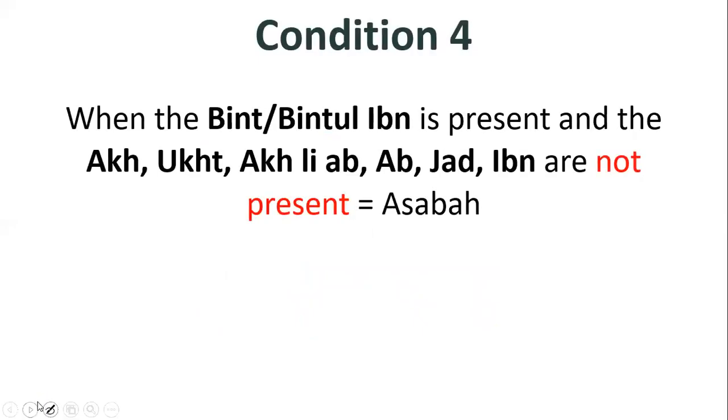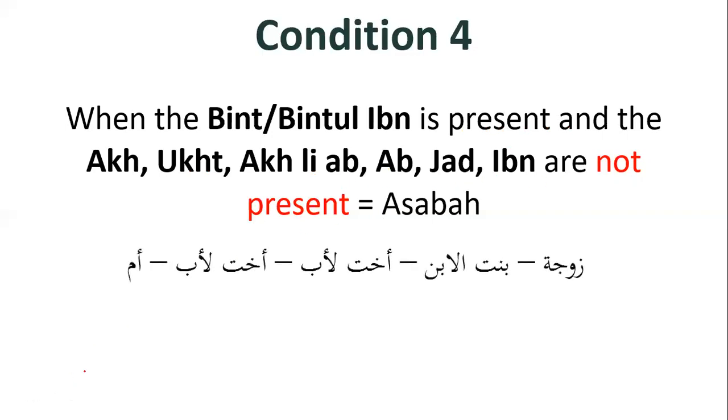Another example for condition number 4. When the bintul ibn is present and the ukht li ab and abjad ibn are not present, then she will become asaba. Again, first let's do the ones that we know. So zawja will receive 1/8, will receive 1/6, bintul ibn 1/2.